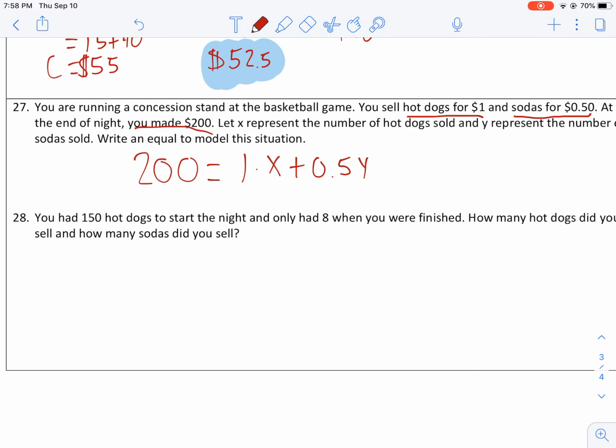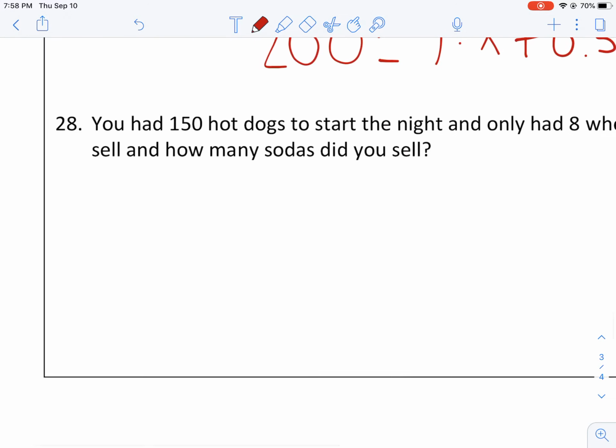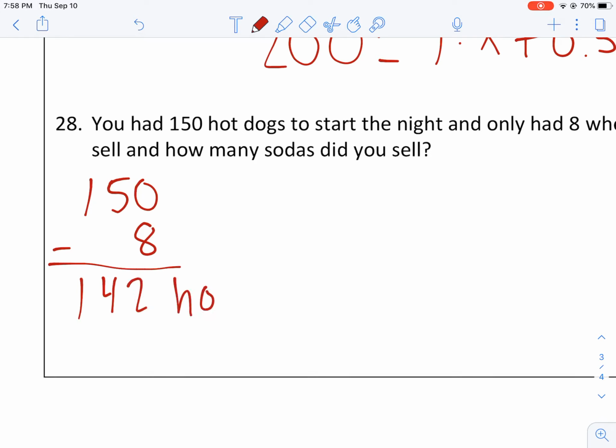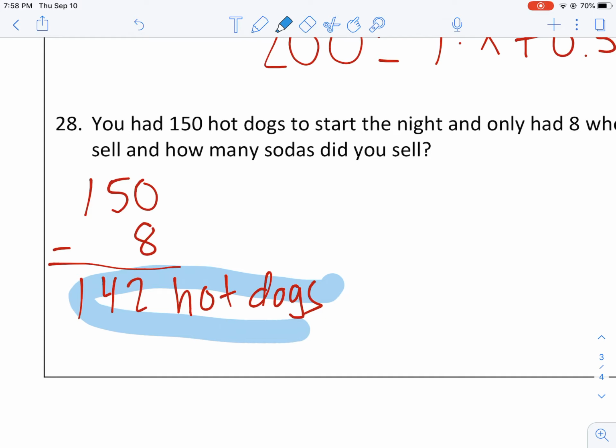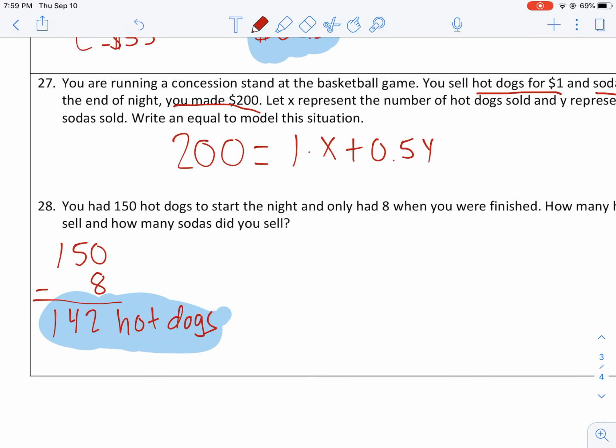This question now says for part B, you had 150 hot dogs to start the night and only had 8 when you were finished. How many hot dogs did you sell and how many sodas did you sell? If we started with 150 hot dogs and finished with only 8, that means we sold 142 hot dogs. So there's already one of our answers. Next, we're going to use that to figure out our sodas. We go back up to our equation and plug in 142 for x, because x is the number of hot dogs.